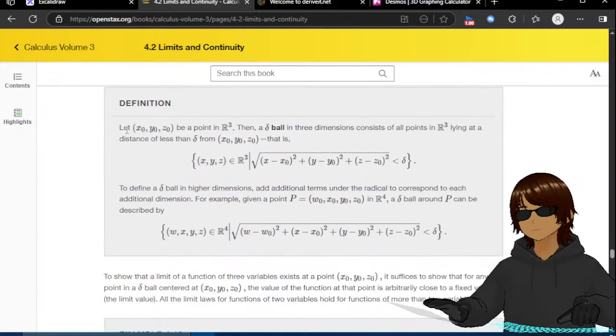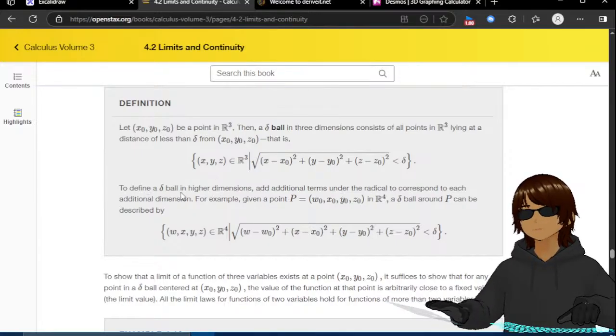So let (x naught, y naught, z naught) be a point in R cubed. Then a delta ball in 3 dimensions consists of all points in R cubed lying at a distance less than delta from (x naught, y naught, z naught). That is, this.